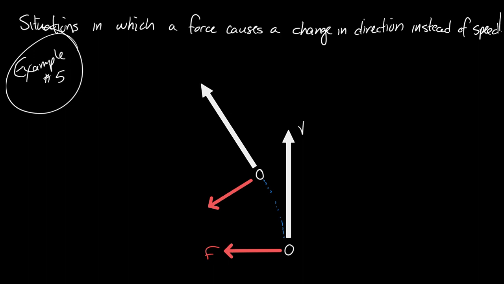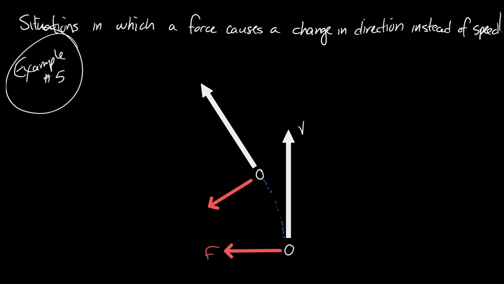Otherwise, it will make the object change its speed. It'll make it speed up. If I always left the force in the same direction, what I would have is a projectile, right? That's what would happen if you rolled something off a table. This wouldn't be just changing its direction. It would be making it go faster and faster as it got closer to the ground. So I want to make sure that as the object turns, I turn my force too.